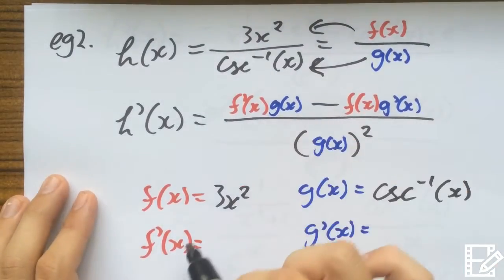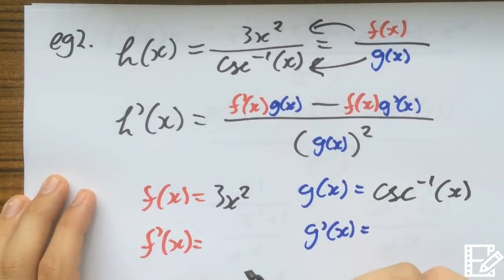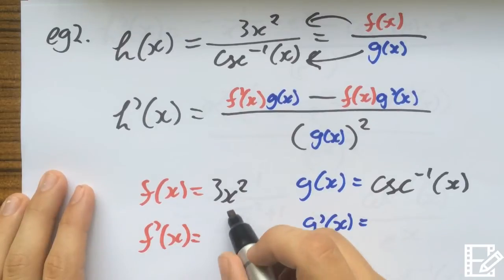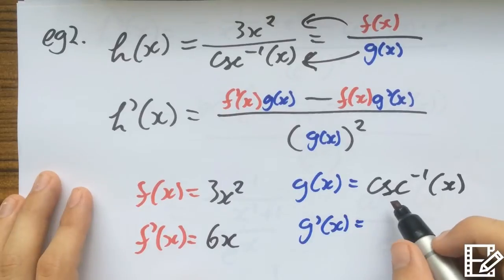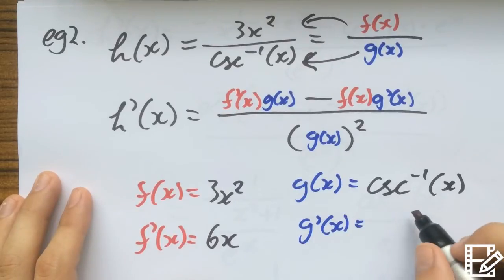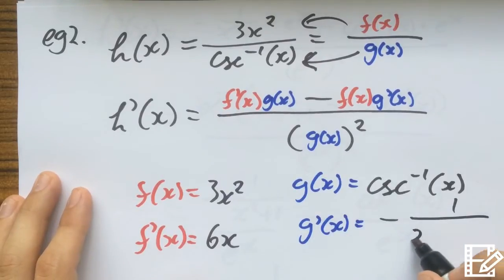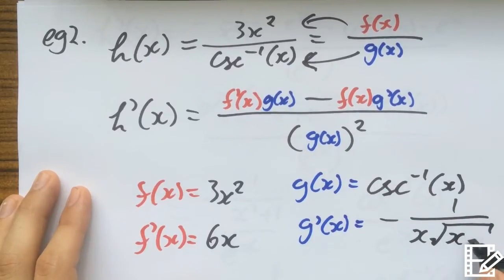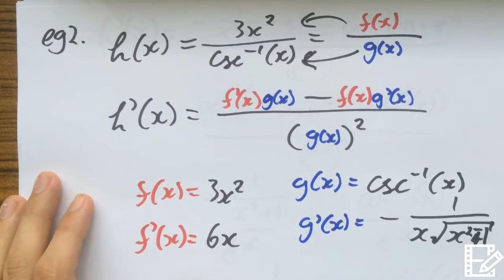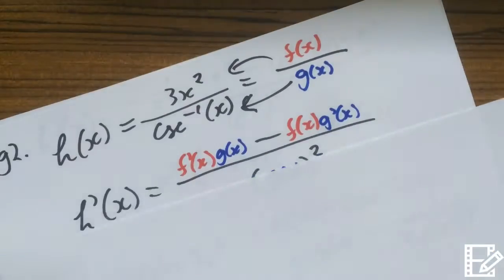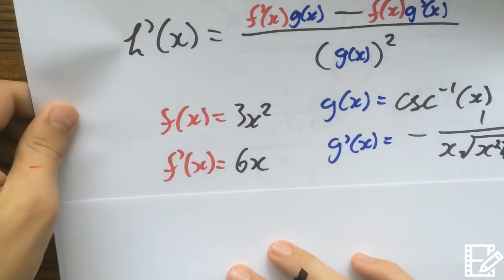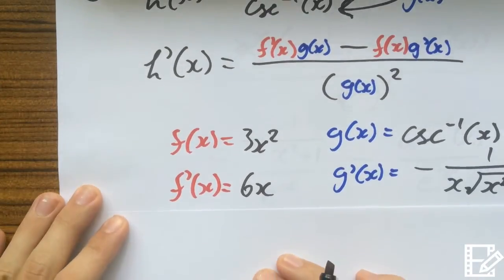Okay, so we need to find these now in order to complete this. So the derivative of 3x squared is 6x, and the derivative of the inverse of cosec of x is negative 1 over x multiplied by the square root of x squared minus 1. Okay. So now we have all the information we need. We're going to fill out the equation.